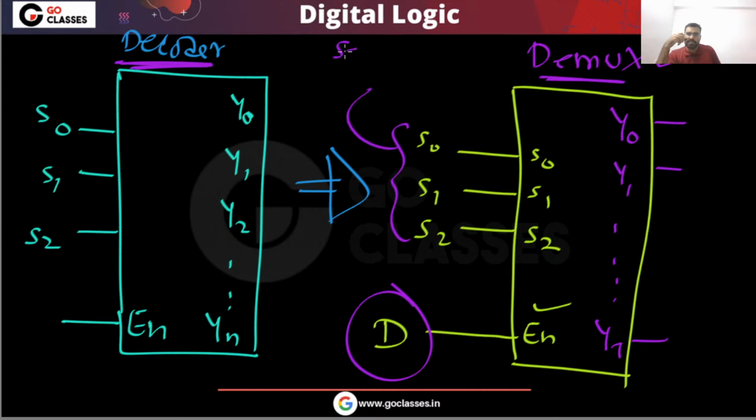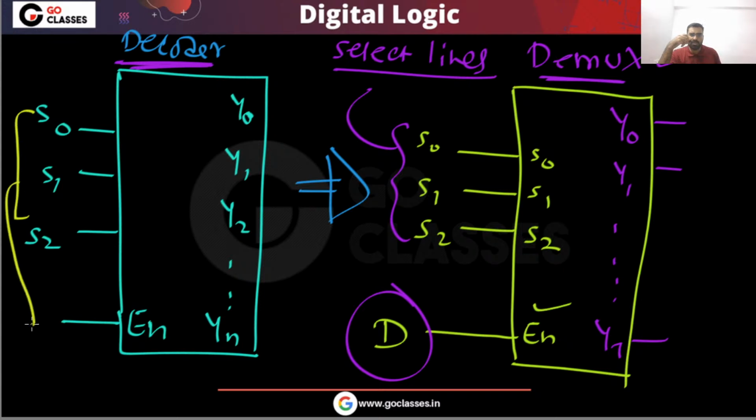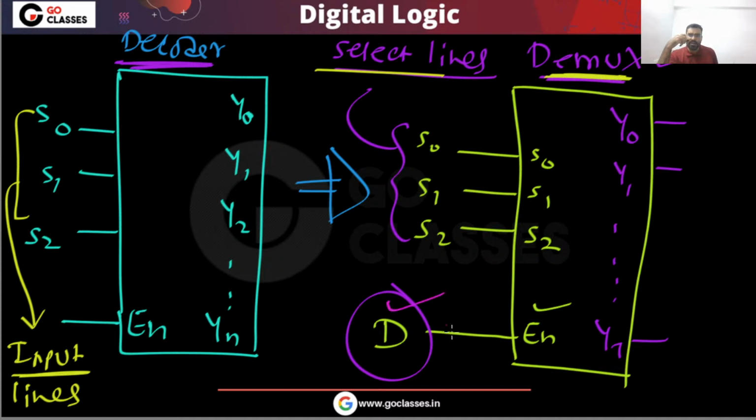Here these are the select lines. For the decoder these are the input lines, but for the demultiplexer these will become select lines. So the input lines of the decoder will become the select lines of the demultiplexer, and I connect the data input to the enable. So like this. Is this clear? Very simple.